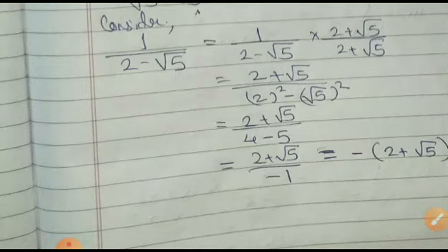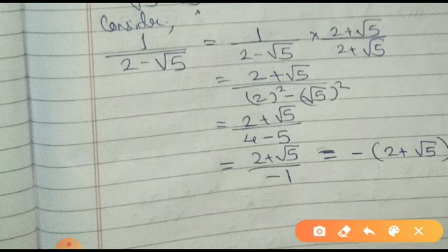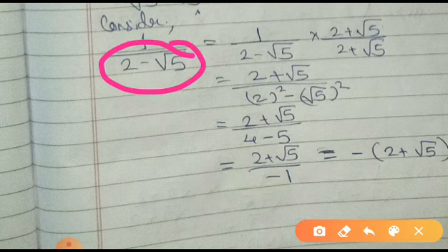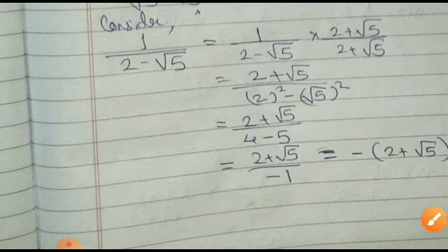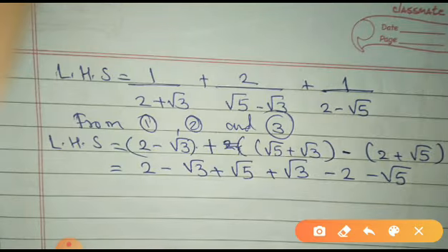Similarly, the third term was 1 by 2 minus root 5. So by what should I multiply here? I have to multiply with 2 plus root 5. So simplifying it, I'll be getting 2 plus root 5 by minus 1. We don't want minus sign at the denominator. So I have to take that minus sign to the numerator and the answer is minus of 2 plus root 5.